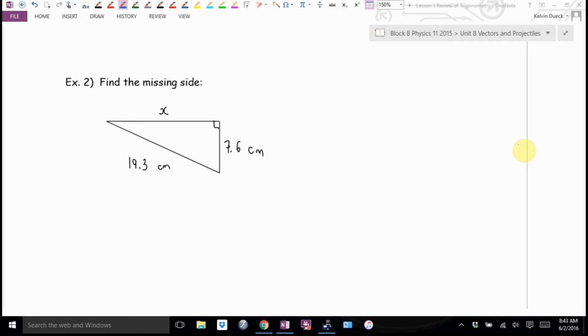I think I would go like this. X squared plus 7.6 squared equals 19.3 squared. Yes? If in your homework, I would not do this on a test. On a test, I would show as much work as I did on the previous example.